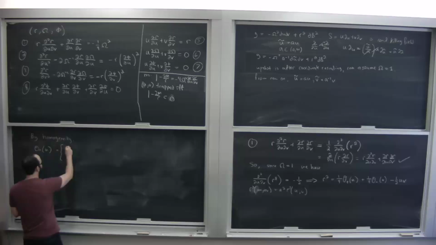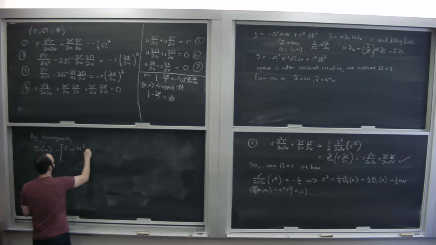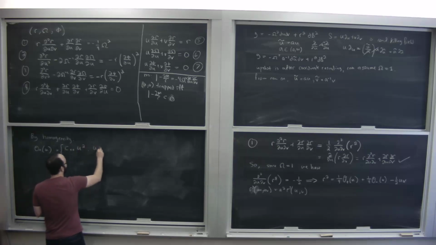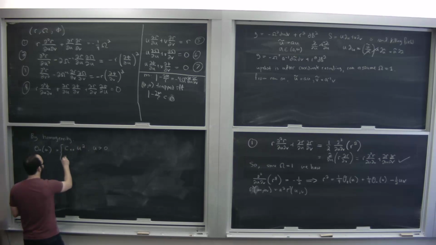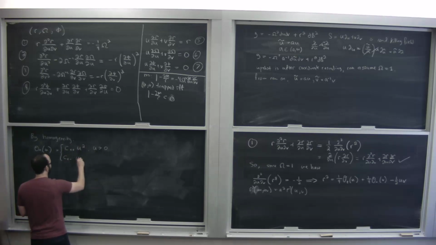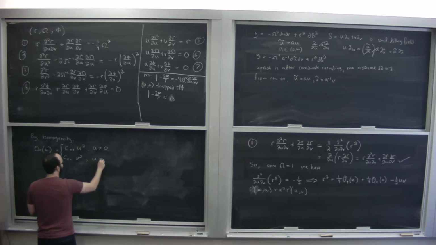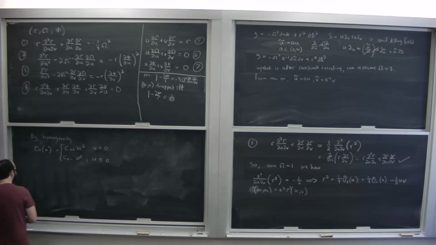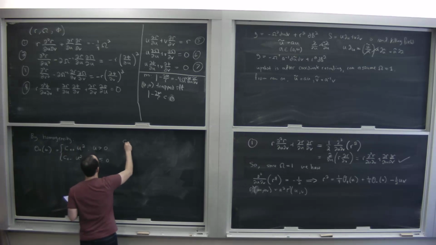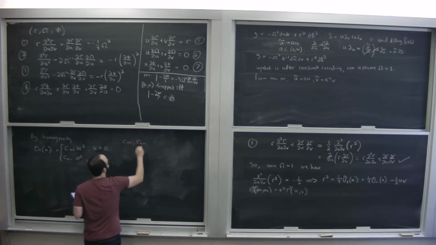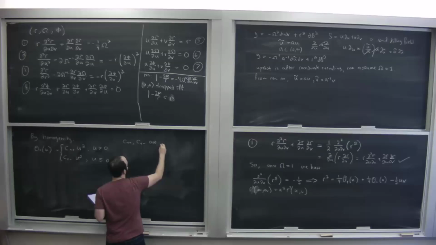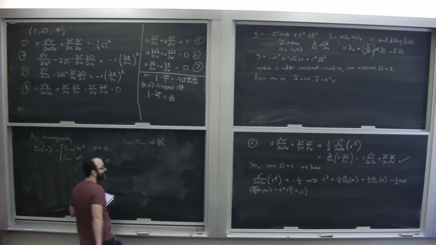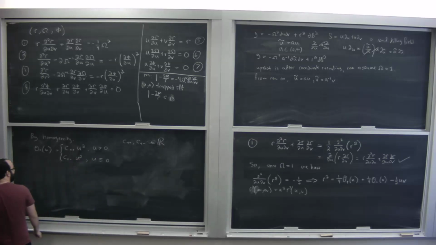Which I claim means the following. We can write it as c plus plus u squared when u is positive, or c plus minus u squared when u is negative, where c plus plus and c plus minus are, at this point, just real constants. Okay. So again, why is it allowed to jump?